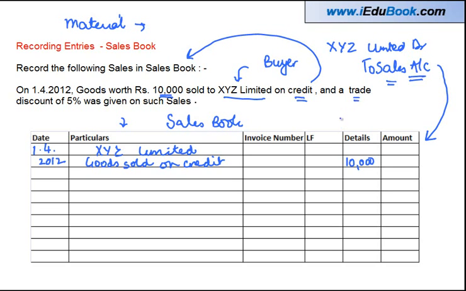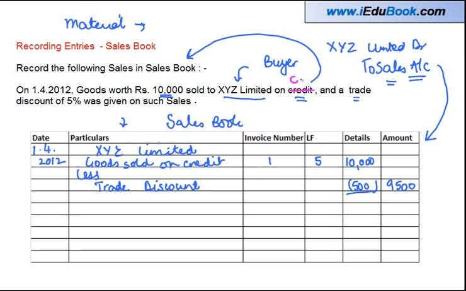Why? Because there is a trade discount. Less trade discount. How much is that? 5%. So 500. The net amount goes to the amount column. Right? The invoice number you're not given, but let it be A1. Let the ledger folio of sales be 5.